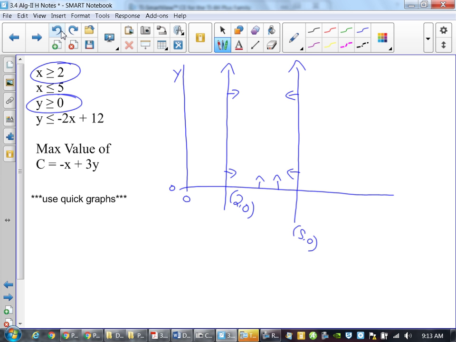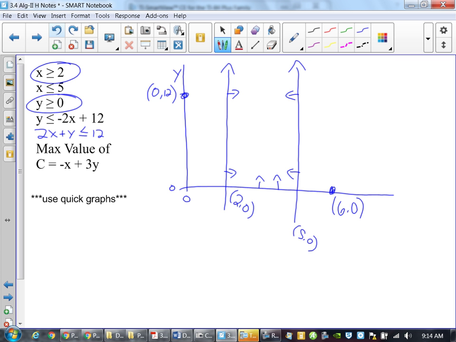Here it's in slope-intercept form, but you might realize that it's quicker to put it in standard form. Here's what I mean. If I rewrite this as 2x plus y less than or equal to 12, isn't that the same thing? Because now I can do a quick graph. What's your y-intercept? What's your x-intercept? 6. 0, 12.